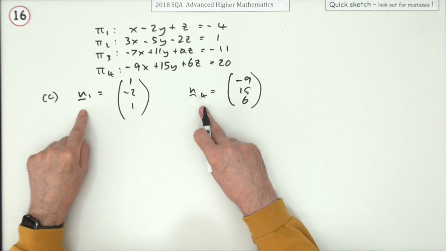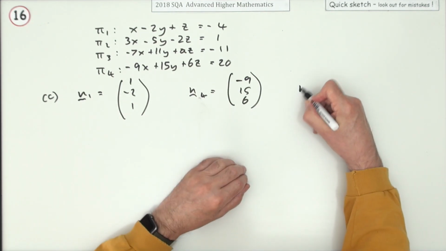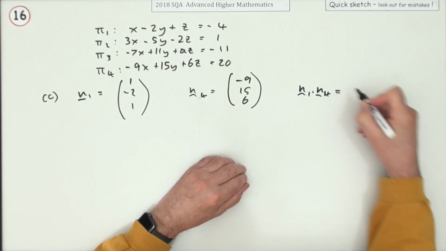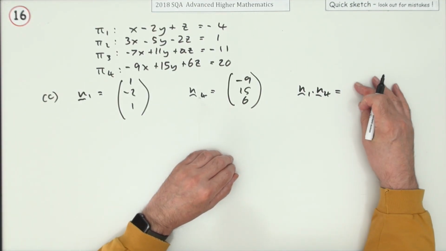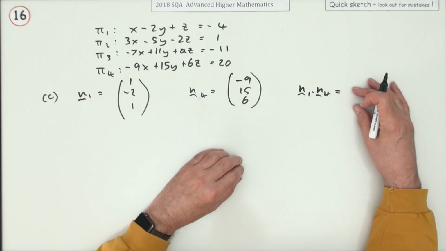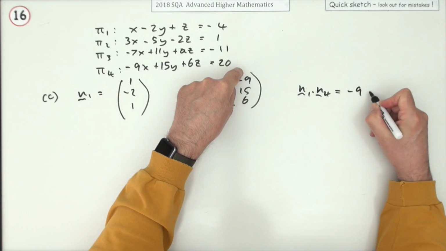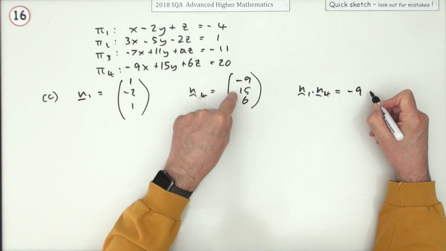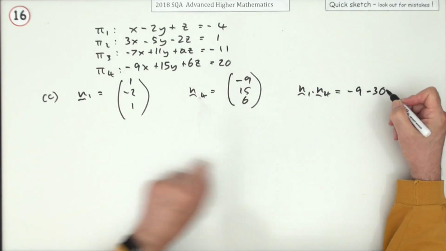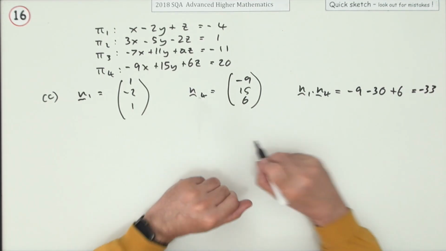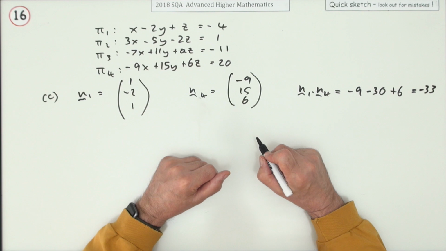So, what's the angle between these normals? Well, you just work out all the parts, don't you? n1 dot n4. Work that out first of all, because if that comes to 0, that's the end of the question. That means they're perpendicular. So you've got 1 times negative 9 is negative 9, minus 2 times 15 is 30, plus a 6. So that comes to negative 33. Well, they're not perpendicular, so we just have to go through the whole thing then.